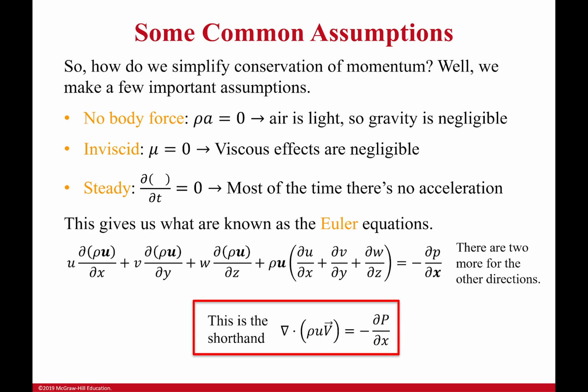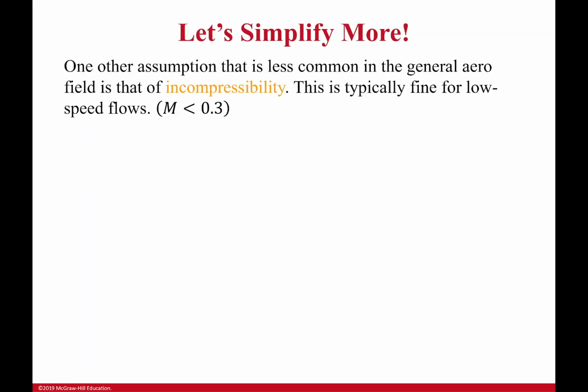Okay, but can we simplify it more? We actually can. So another assumption we can make, which is less common in general aerodynamics but will be very common for us, is that of incompressibility. We already saw before that if it's incompressible, it means that the density is a constant. It doesn't change with time or position. And this is usually good if we have slow air, less than 0.3 for a Mach number. It's technically never incompressible. It always compresses a little bit, but the effect is really small as long as you're at low speeds. So my density is constant. That means it comes out of all those partial derivatives. It can just pop out because it's a constant.